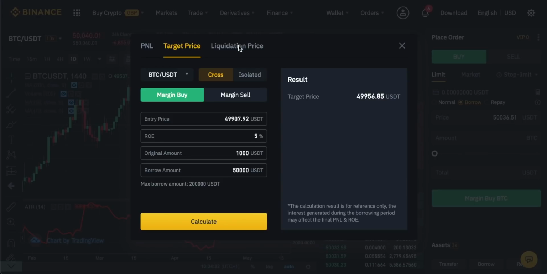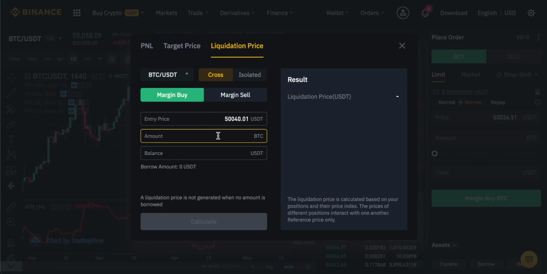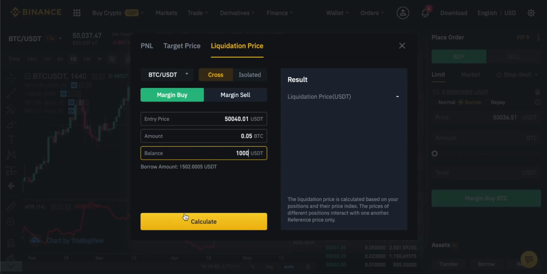Coming over to liquidation price right here, we have our entry price and then the amount of Bitcoin, let's say 0.05, and let's say our balance is 1,000. We can then click on calculate right here. You can see that the liquidation price is absolutely miles away from our entry price at 50,000. This is because 0.05 of a Bitcoin doesn't actually take that much more than the balance that we have on account. So we're not borrowing that much.